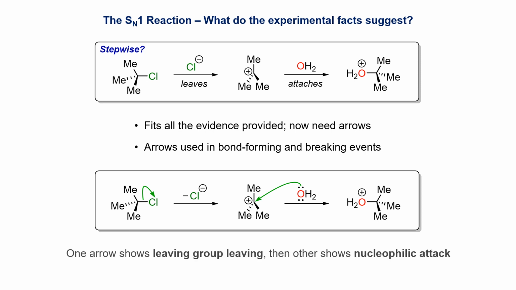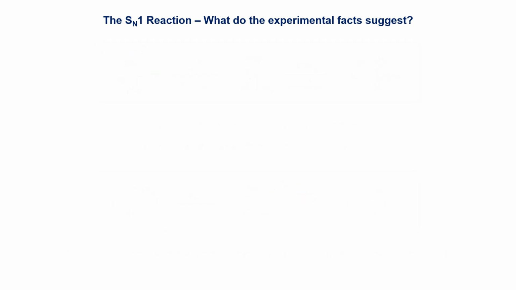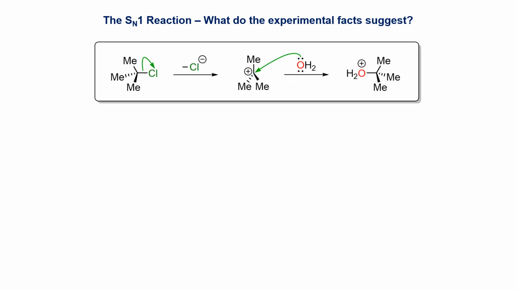All of this may be summarized by two mechanism arrows. The first shows the leaving group breaking away, and the second shows the nucleophile attaching. The oxonium product then transfers its extra proton to solvent, and the alcohol product is realized. The stepwise pathway matches all of the available evidence, and the solvolysis process may be described by two mechanism arrows.